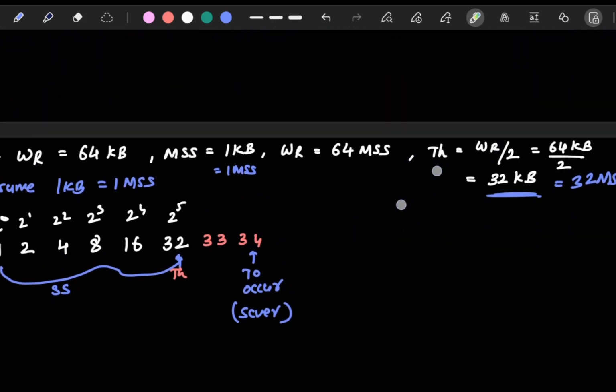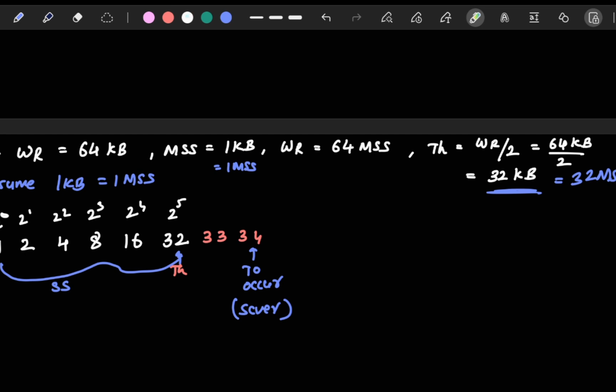So here also it will calculate the new threshold. What would be the new threshold here? The new threshold will be 34 divided by 2, which is nothing but 17, right? Then after that it will enter into the slow start phase. Okay, this was the congestion avoidance phase. Now, after calculating the new threshold, it will enter into the slow start phase.